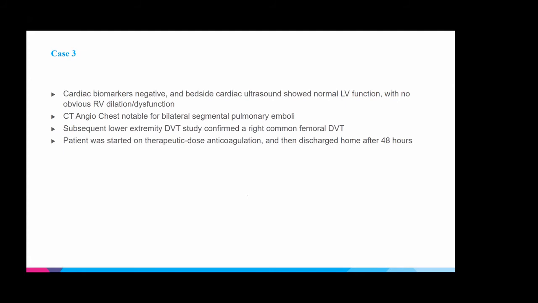So based on these findings, she had negative cardiac biomarkers and no RV dilation on imaging. So she ended up just getting started on therapeutic dose anticoagulation and was discharged within 2 days of hospital stay.